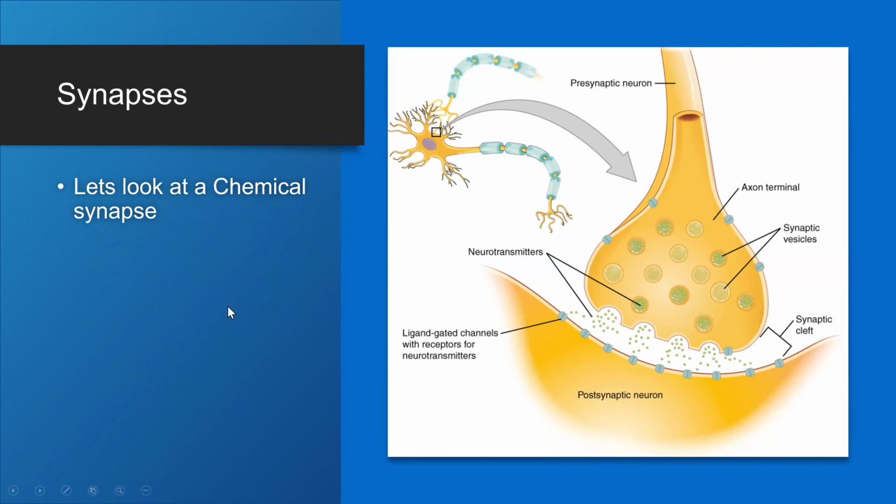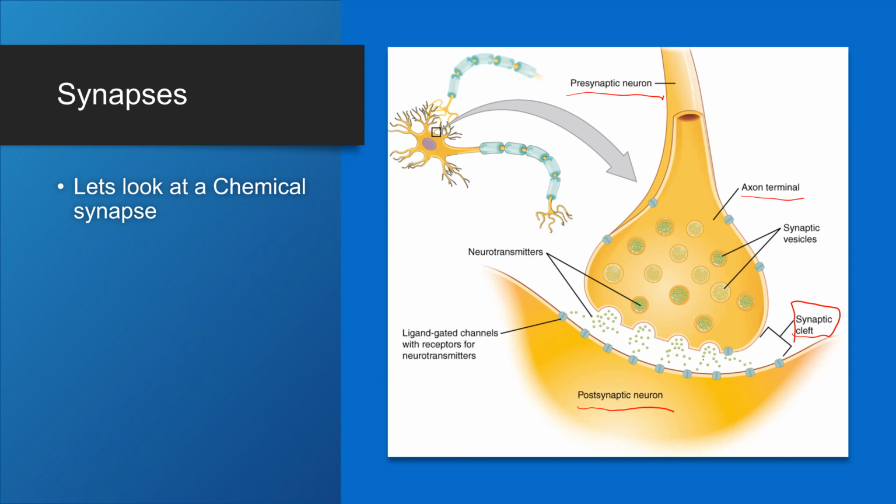Right, let's look at a chemical synapse. We already did, but let's look again. So we have the synaptic cleft, this gap in between, and this is where the neurotransmitter is released. This is our axon terminal, and this is called the presynaptic neuron. So it's before the synapse, the presynaptic neuron, and this one is called the postsynaptic neuron. So you can say the presynaptic neuron is going to release the neurotransmitter and the postsynaptic neuron is going to receive it.